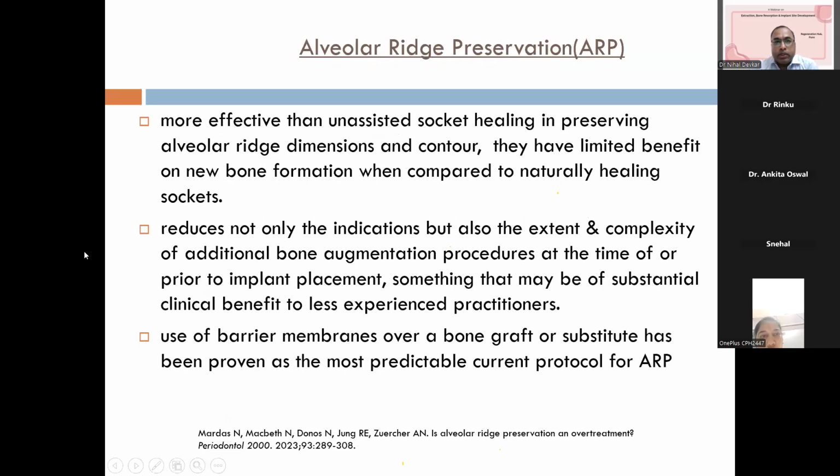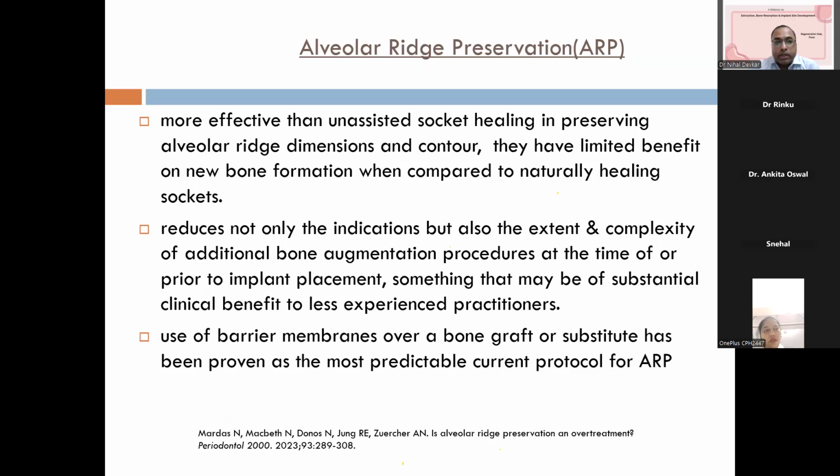So, a few concepts about alveolar ridge preservation. I'm again quoting a few more studies; you can take these for your reference. It is a more effective procedure than unassisted socket healing. That means if you allow the socket to heal on its own, as compared to that, ARP has been shown to be more effective in preserving the ridge dimensions and contour. They have limited benefit, however, on new bone formation when compared to naturally healing sockets.